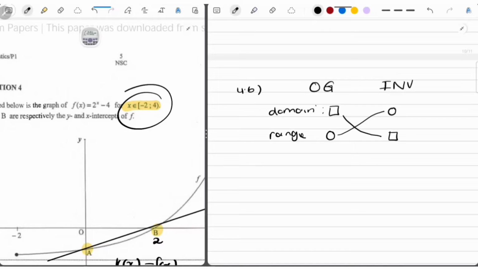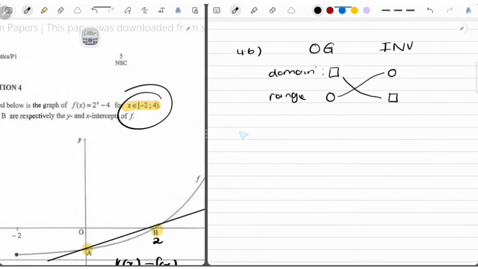So if there was a restriction applied to the domain of f, then since g is coming as a translation from f, that restriction would also be applied to it as well. So since the graph of f of x, f of x being equal to 2 to the power of x minus 4, had a domain of x is an element of ranging from 2 to 4.